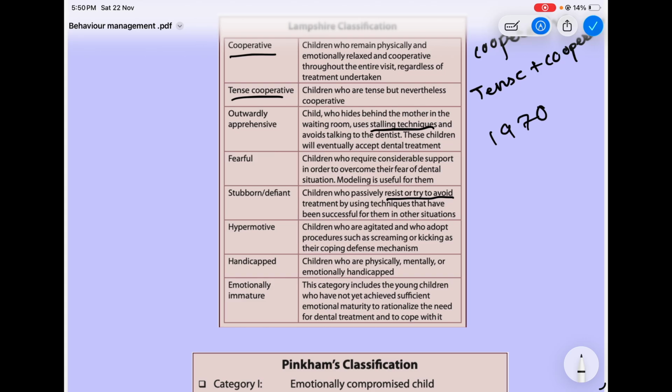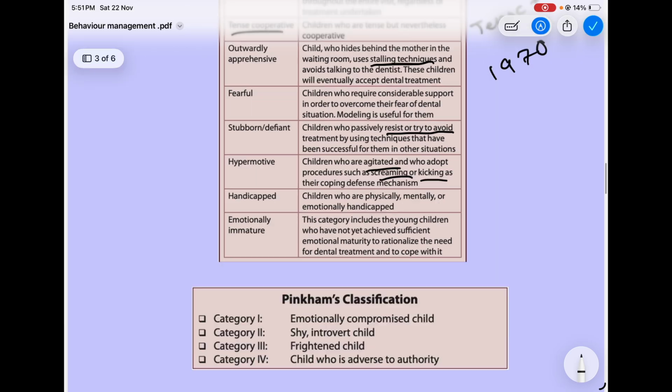Hypermotive. Children who are agitated and who adopt procedures such as screaming or kicking as their coping defense mechanism fit in the category of hypermotive. So basically, hypermotive child is who exhibits excessive, exaggerated, and often uncontrollable emotional and physical reactions to stimuli, particularly stress, fear, or discomfort. Handicap. Children who are physically, mentally, and emotionally handicapped.